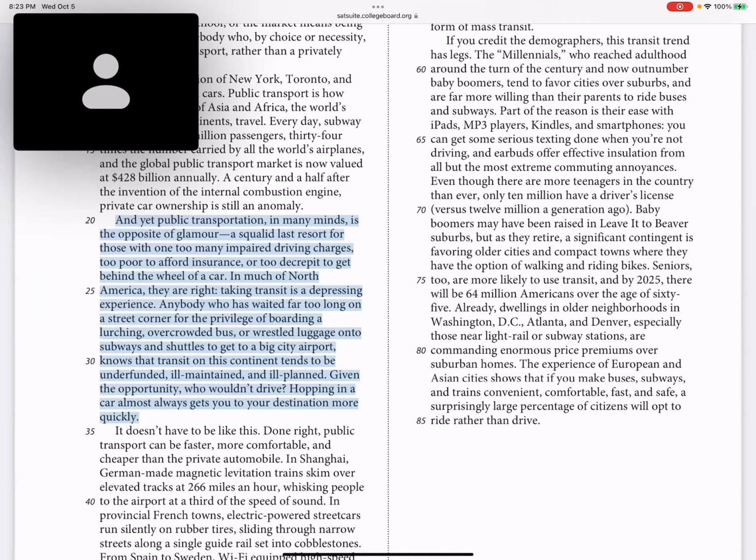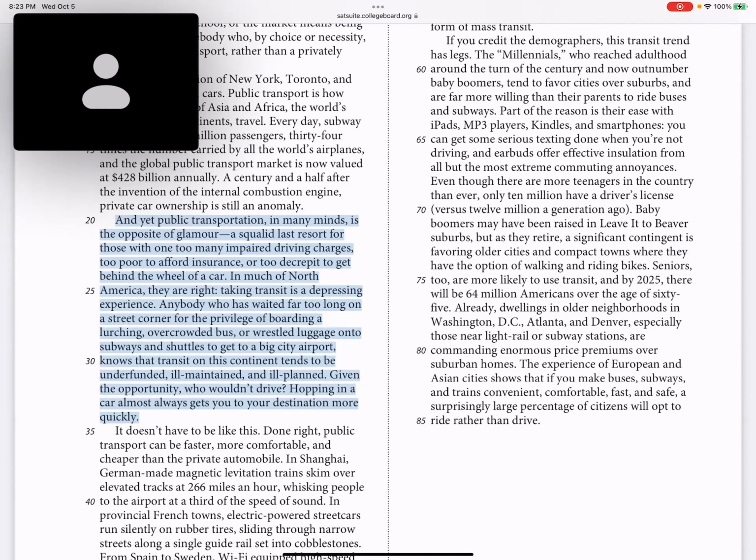So let's see. "And yet public transportation in many minds is the opposite of glamour, a squalid last resort for those with too many impaired driving charges, too poor to afford insurance, or too decrepit to get behind the wheel of a car. In much of North America, they're right." Okay, much of taking transit is a depressing experience, right? Good, I'm loving what I'm seeing in the chat. People don't really like public transport. It's not the first option. They went into an almost rude description of who has to use public transport.